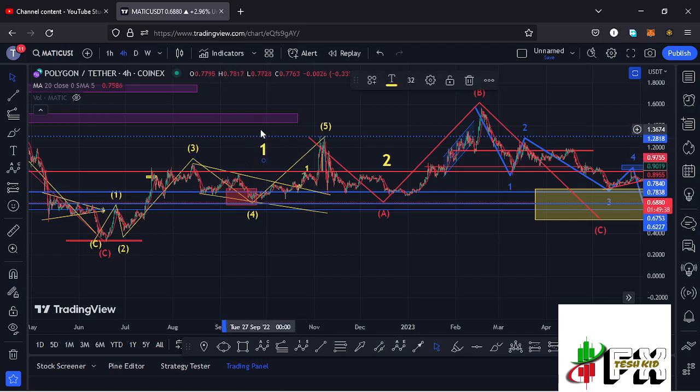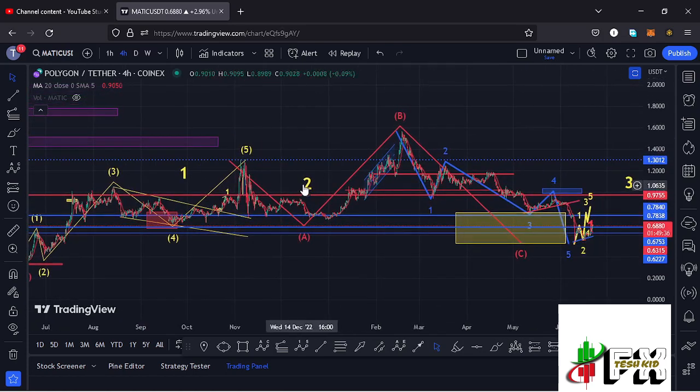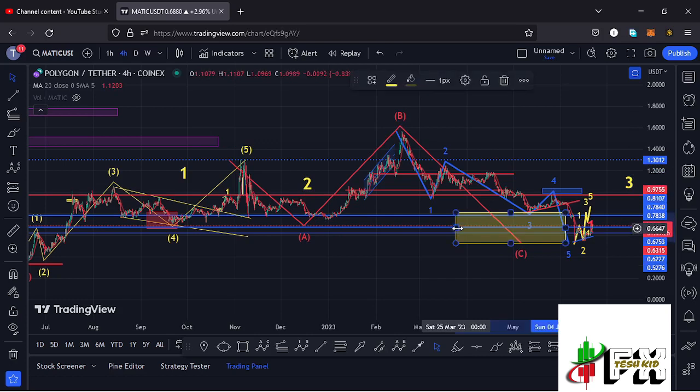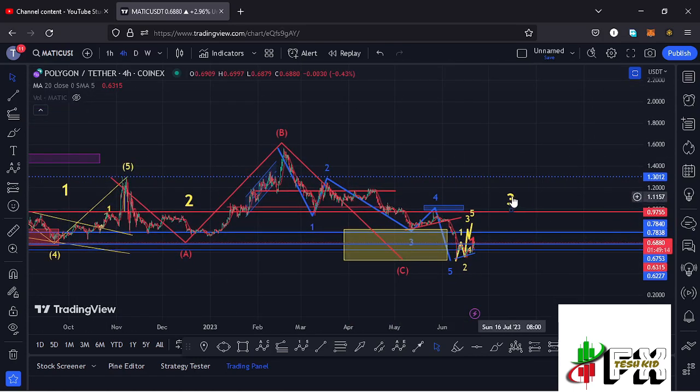Then we started a corrective structure in the formation of a larger Elliott wave count 2, where we have been breaking down in this ABC corrective structure, having the wave C fully maximize our minimum target area for that wave 2. Since we have fully maximized that target area, I now believe that Matic is ready for another massive pump in the formation of a larger Elliott wave count 3. Since we are within a reversal area within the formation of this wave 2, there are high chances that this turnaround to the upside in the formation of that wave 3 has now started.